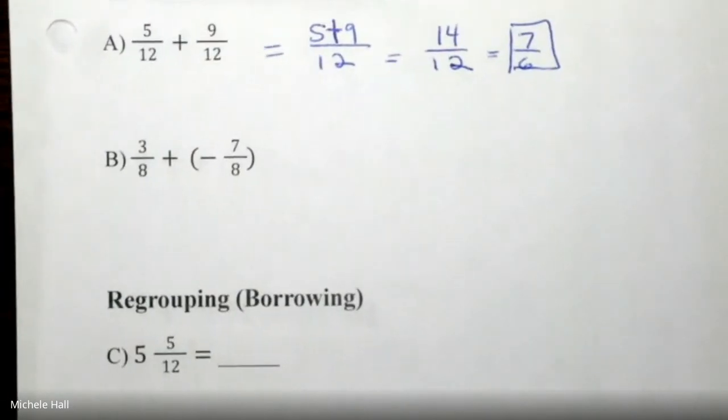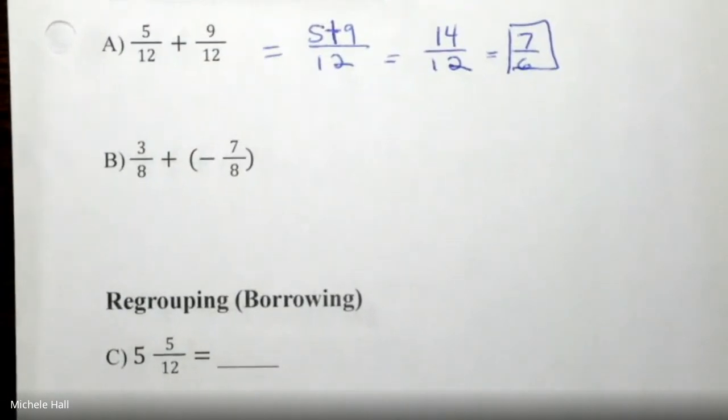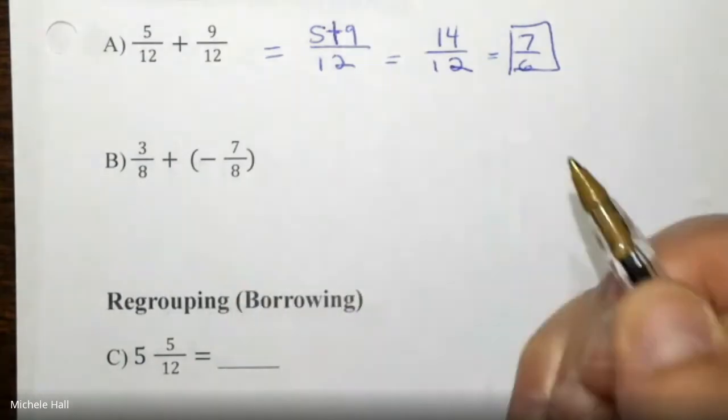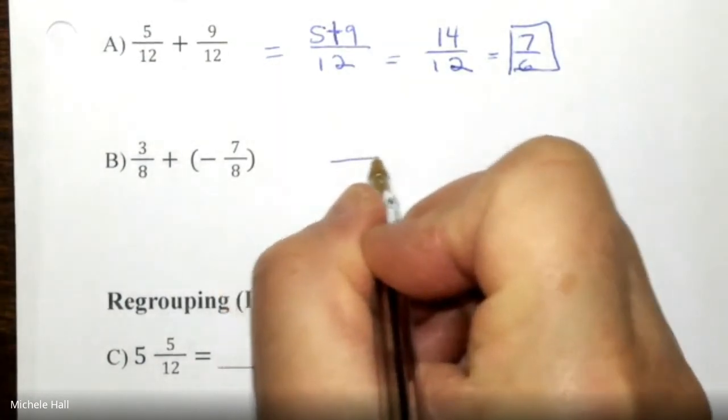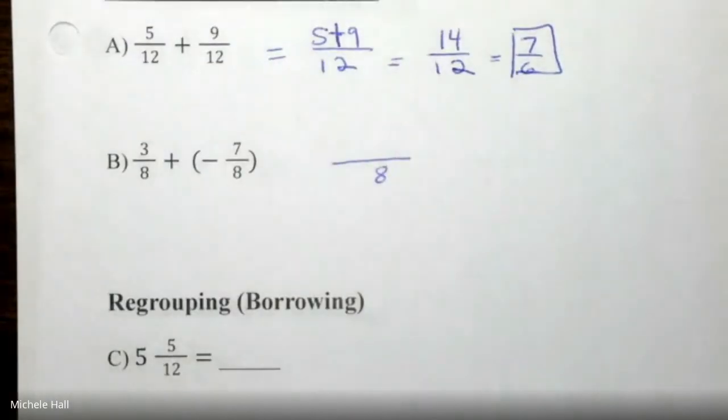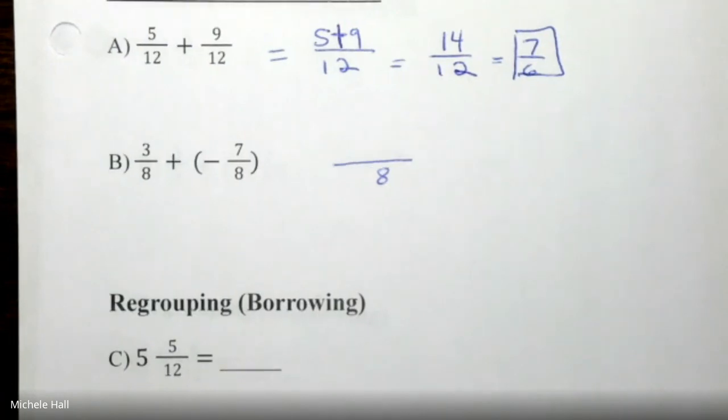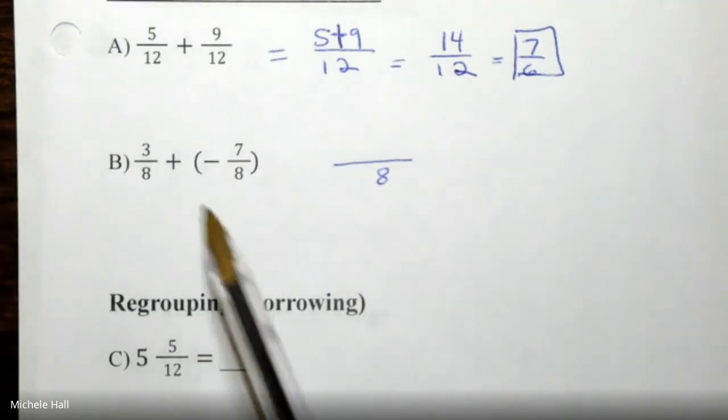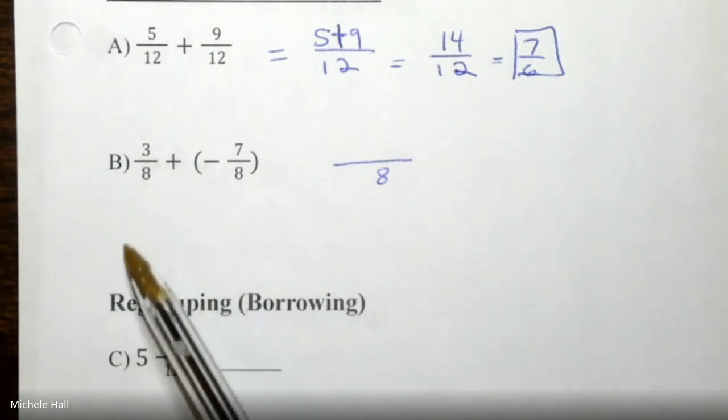We have a common denominator for letter B. So I'm just going to write what it says. What does it actually say for the numerator? I know it's 8 in the denominator. But what is the numerator going to say? 3 plus 7. No. 3 minus negative 7. 3 plus negative 7? I don't know. Say it. Evan, what do you think it says?